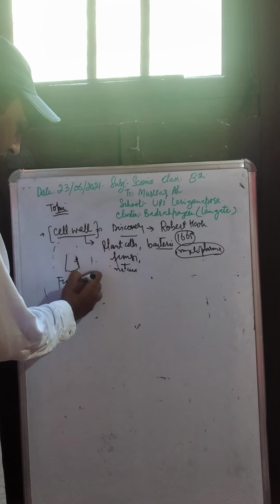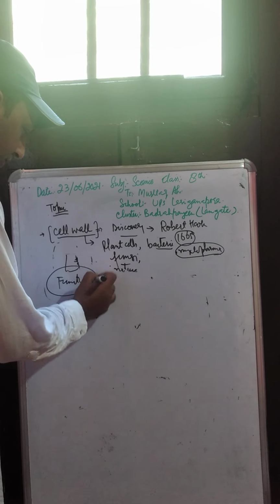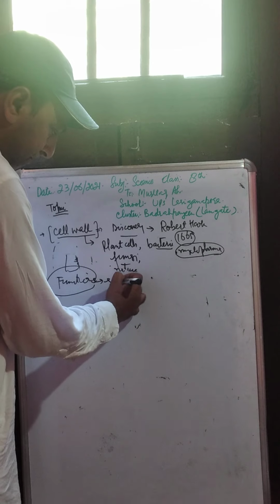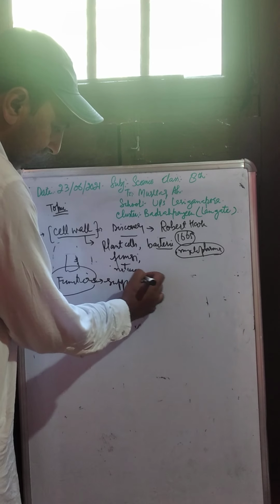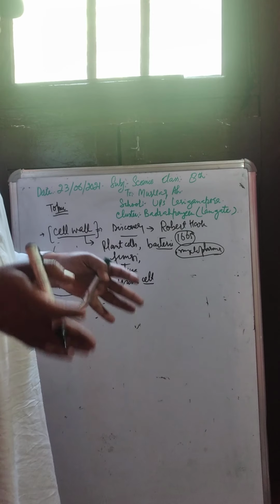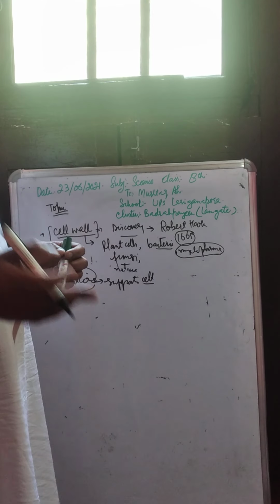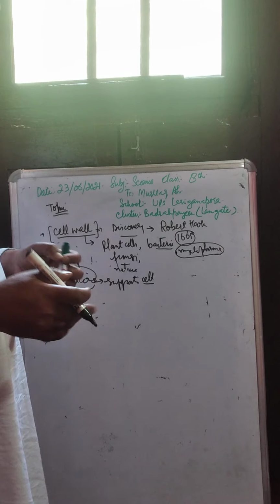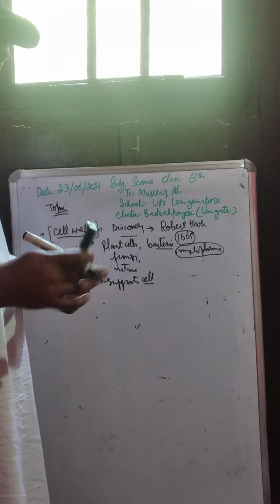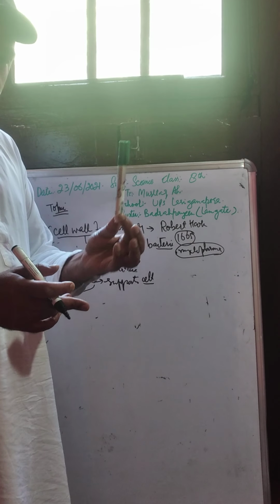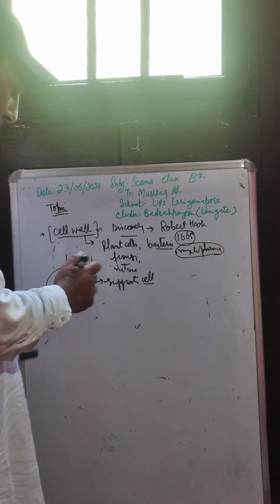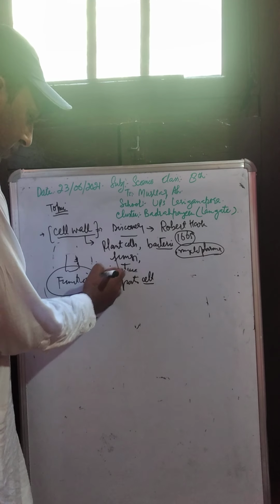Very easy to understand. The first function of the cell wall is that it supports the cell. What does it mean? Cells have what we call a skeleton within, the cytoskeleton. This cell wall supports the plant. For example, the plant stands upright only because of the cell wall. So we can say the first function of the cell wall is that it supports the cell.